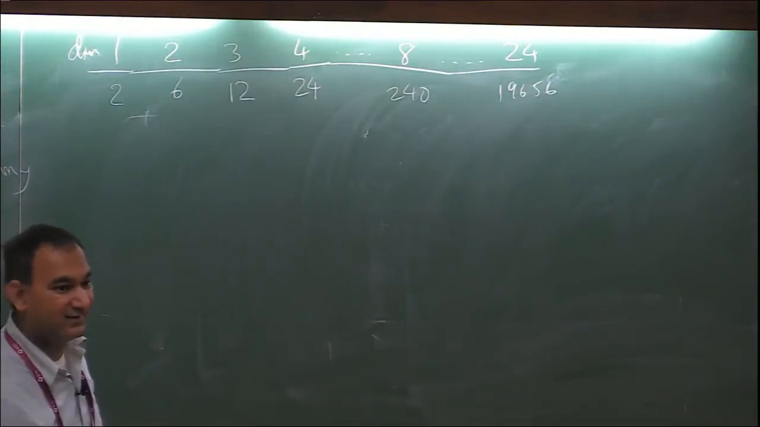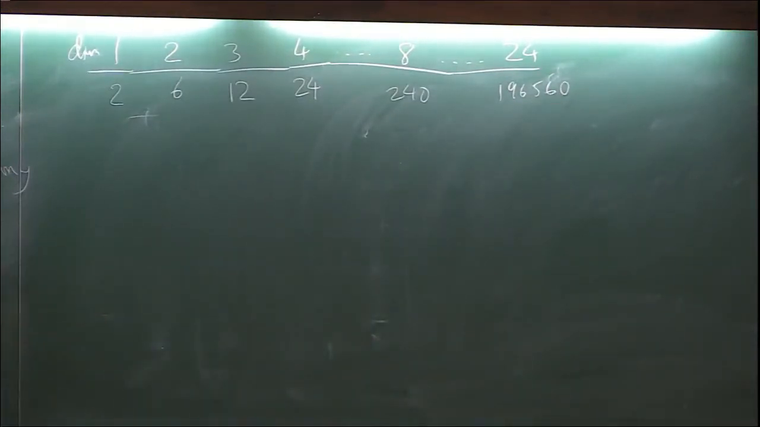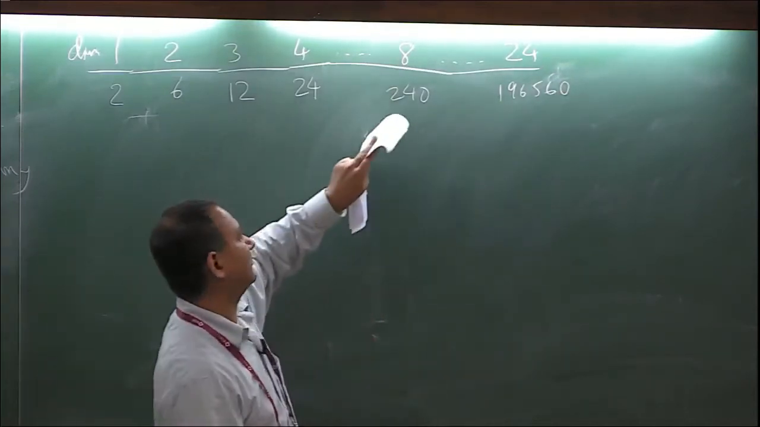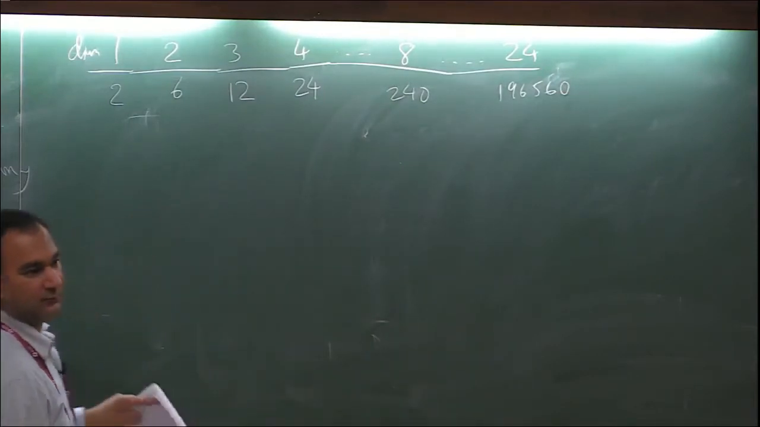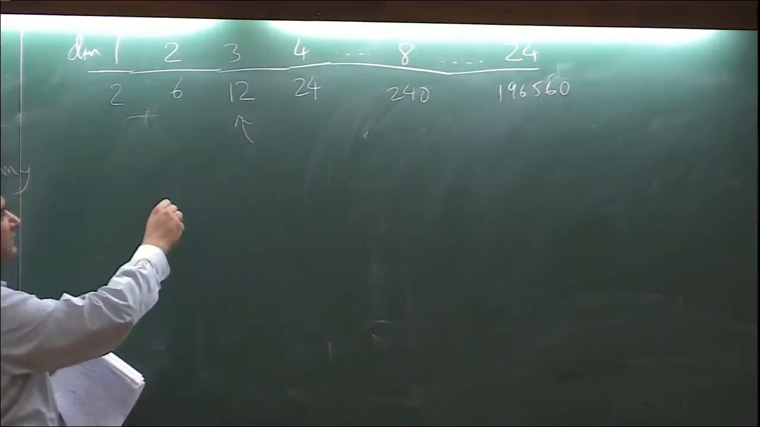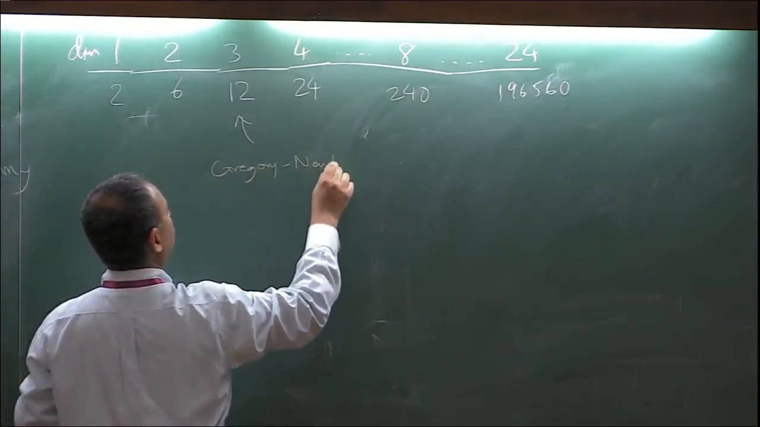Sorry? Oh, sorry, there's a 0 at the end. Thanks. That's the number of smallest vectors in the Leech lattice. The other is the number of smallest vectors in the E8 lattice, the number of roots. In 3 dimensions, this is called the Gregory-Newton problem.